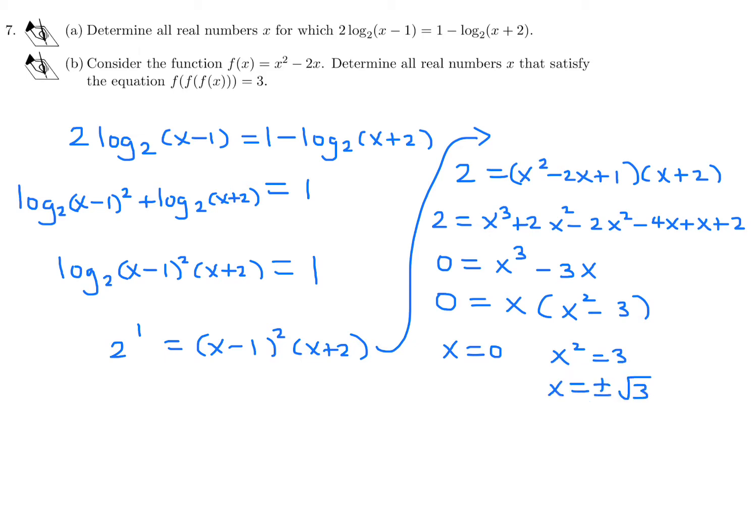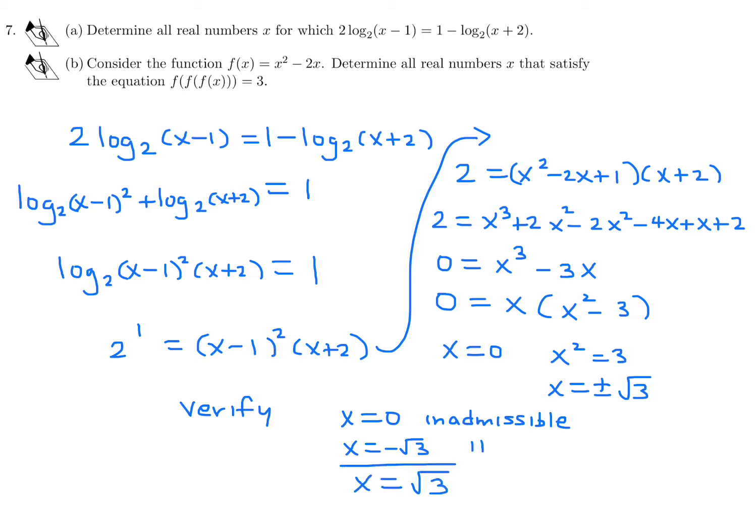Okay, with log questions, with any question really, you should verify. And when you verify, by plugging these values back into here, you'll notice something interesting, that x equals 0 is inadmissible, because when you substitute that in, you get the log of a negative number. You can't take the log of a negative number. So inadmissible, if that's how you spell it. And the same thing holds true for x equals negative root 3. So the only solution that is valid is the positive one, x equals positive root 3. So number 7, x is root 3, and that is the only solution.